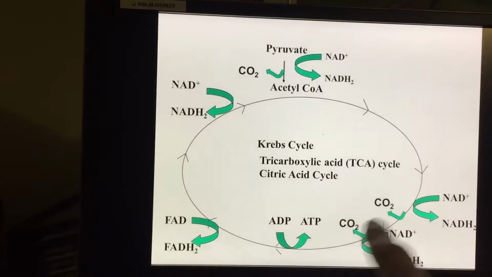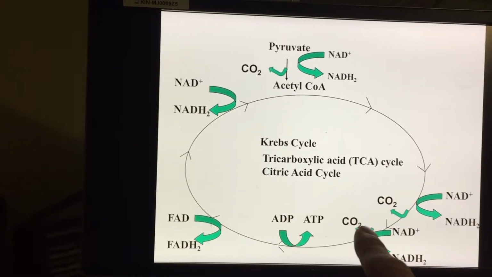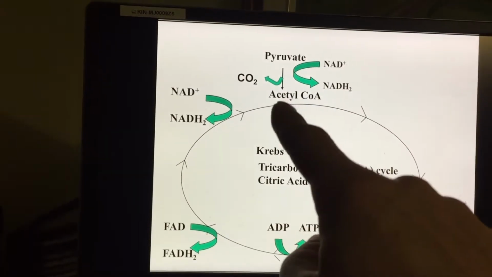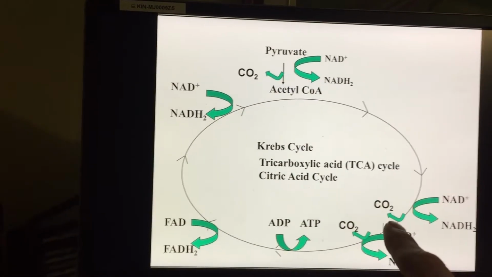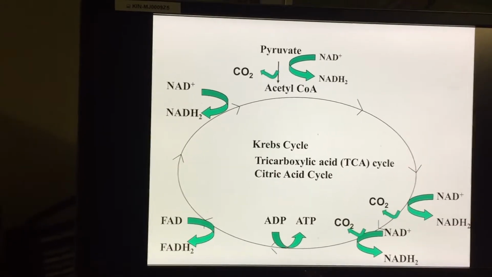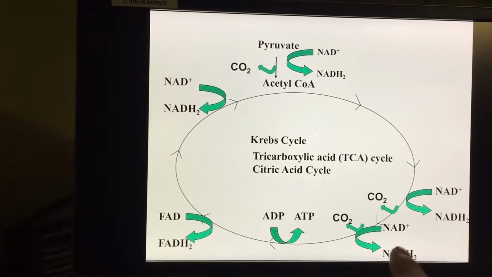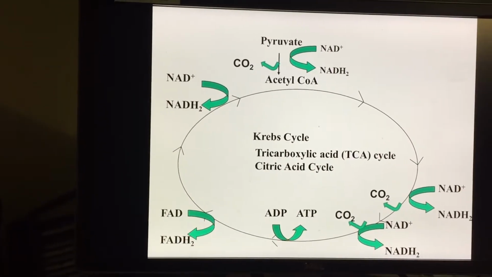And then as you go through this cycle, again, you give off carbon dioxide. So that's where you lose those other 2 carbons from acetyl-CoA. Again, that's expired in your breath. And at different points in this pathway, you have NADH that is formed, and you also have FADH.